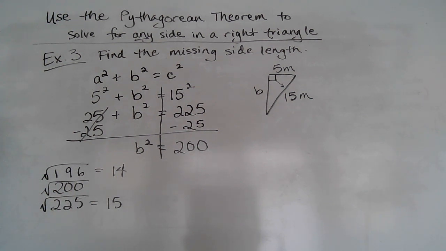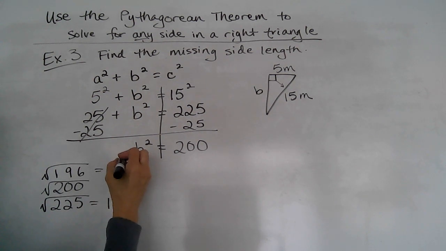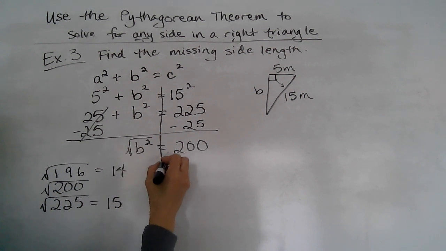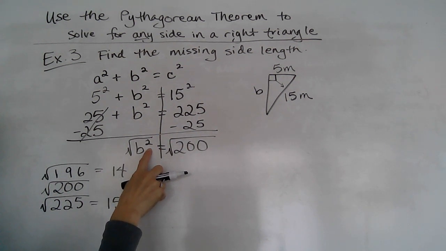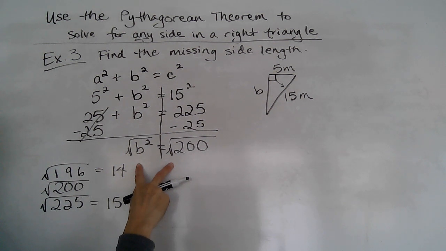Maybe 14.1, maybe 14.2, but certainly not 14.8 or 9. It's not closer to this than it is to this. It's only 4 numbers away from here. Here it's a full 25. So probably 14.1, 14.2. You can use your calculator to get a more precise estimate than that. Remember, the square and the square root cancel each other out. That's why we're doing that. And you must do the same thing to both sides. So over here, we get b.